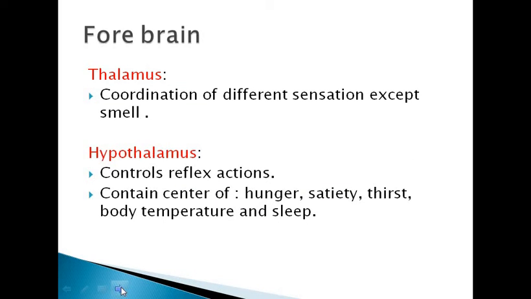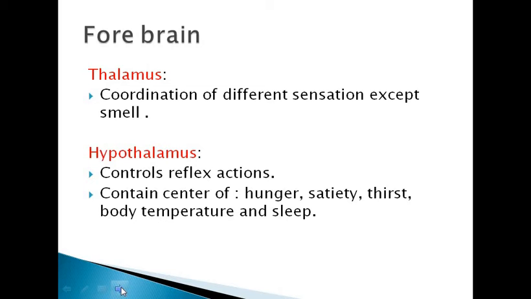The other part of the forebrain is the thalamus, and the thalamus plays an important role in coordination. Coordination means a connection between the different sensations, except smell. It plays a role in the connection between the nerves that carry the sensations of touch, pressure, heat, and cold with the brain center in the parietal lobe. All sensation is coordinated in the thalamus except smell.